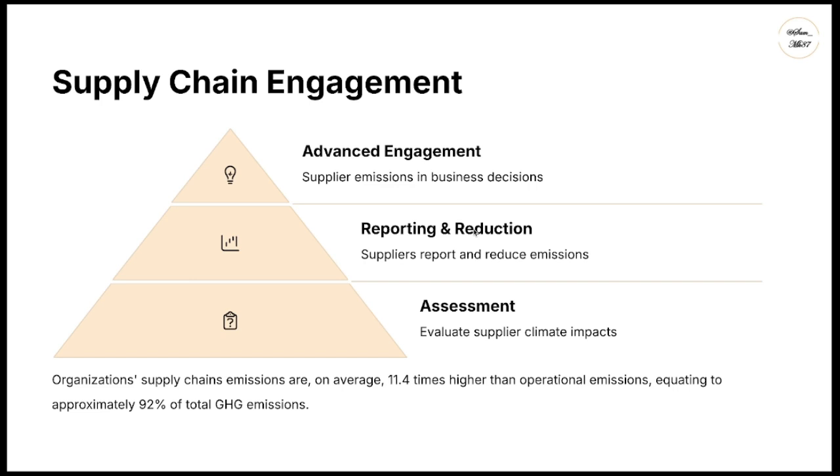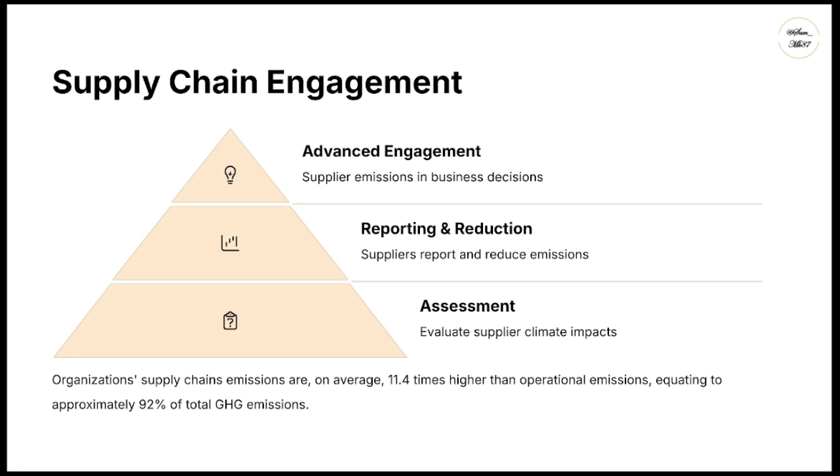So the thing is, because supply chain emissions, which are usually under scope 3, make up to 90% of the company's total GHG footprint, engaging suppliers is absolutely essential for meaningful climate action. There are 3 key levels of supply chain engagement. Firstly is assessment. This involves evaluating the climate impact of the supplier. You might look at whether they measure their emissions, set reduction targets, or have climate policies in place. This helps identify both risks and opportunities in the value chain.